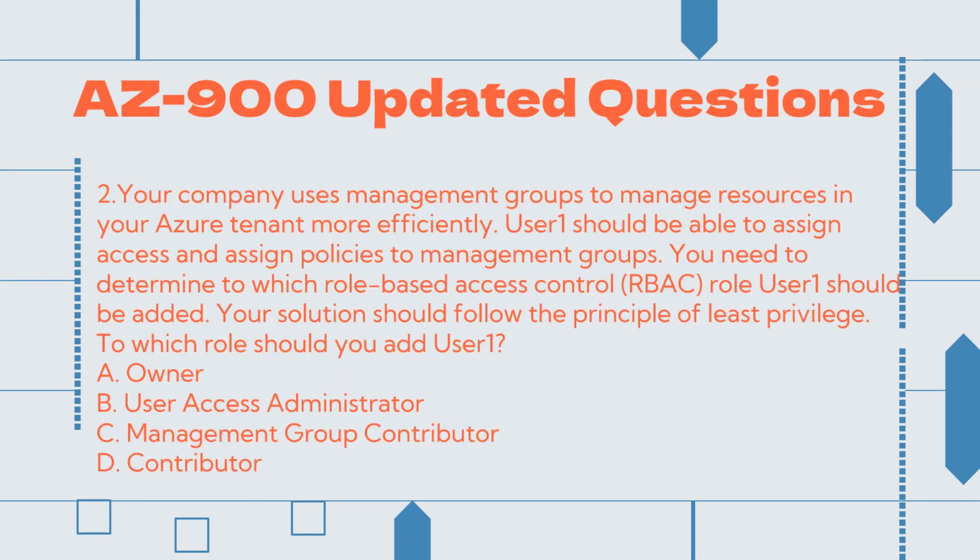2. Your company uses management groups to manage resources in your Azure tenant more efficiently. User 1 should be able to assign access and assign policies to management groups. You need to determine to which role-based access control (RBAC) role User 1 should be added. Your solution should follow the principle of least privilege. To which role should you add User 1? A. Owner B. User Access Administrator C. Management Group Contributor D. Contributor.